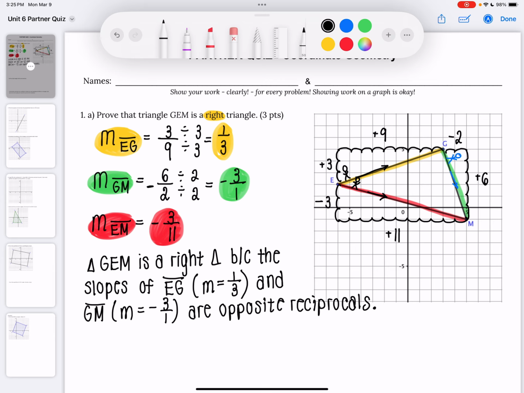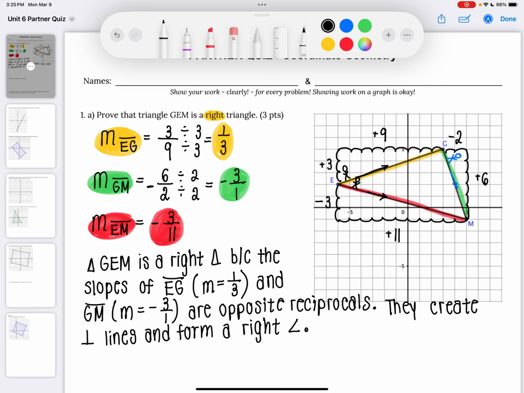So we're going to say that they create perpendicular lines and form a right angle. Then we're also going to say that in a right triangle, there is one right angle.